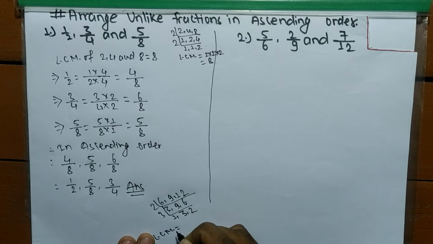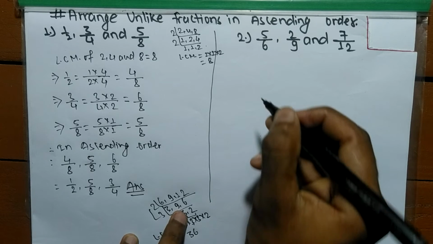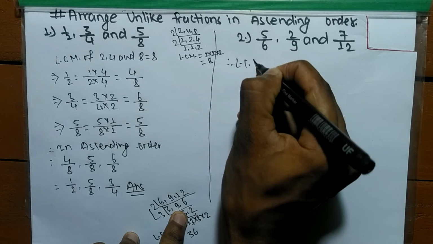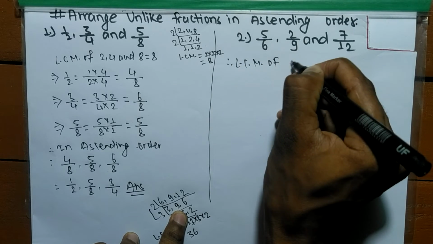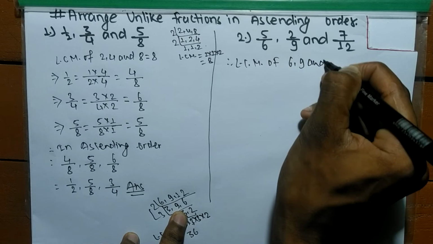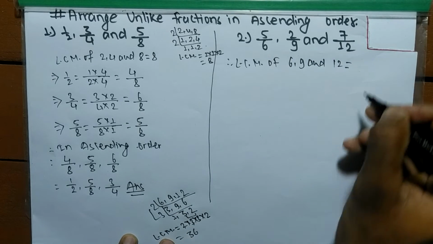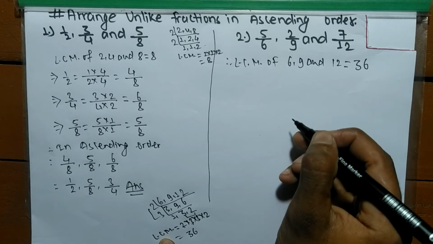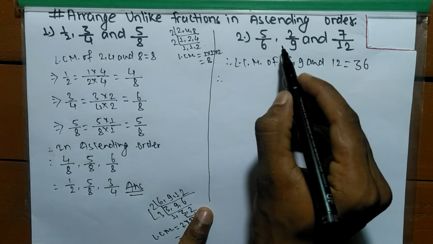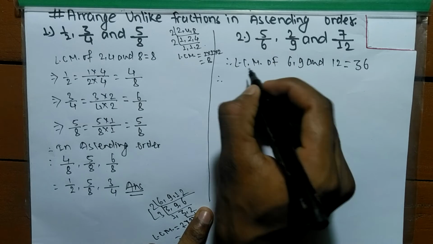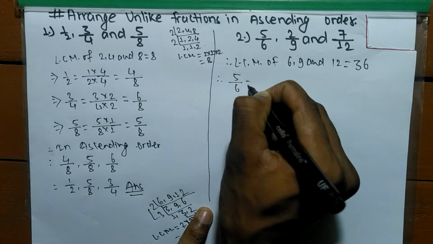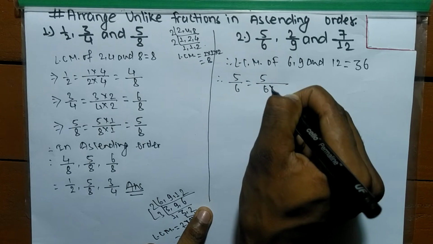So we write LCM is equal to 2 times 3 times 3 times 2. So 2 times 3 means 6, 6 times 3 means 18, 18 times 2 means 36. So the LCM, the lowest common multiple, of the denominators 6, 9 and 12 is 36. Now we have to convert all these unlike fractions into like fractions. The first fraction is 5 by 6.